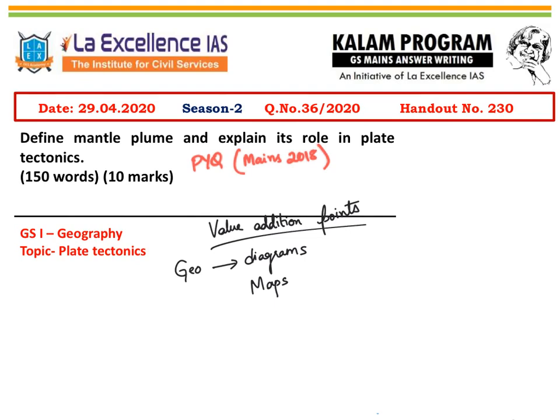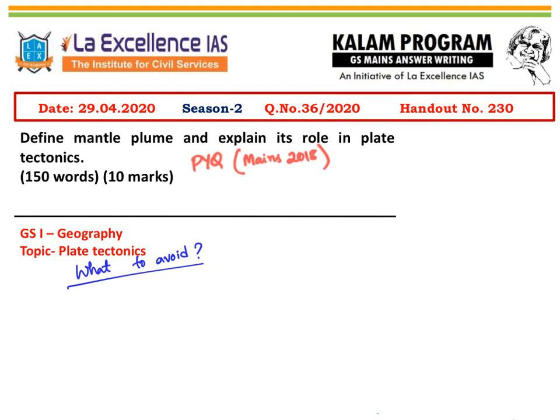The second value addition is through examples. For example, I told you what a hotspot means. Examples of such hotspots are the Hawaii Islands, also Iceland, Reunion Island, etc. Such examples give a lot of value, they let you get around half to 1 mark more than others who don't write the examples. So these are value addition points which you can write in your answer.